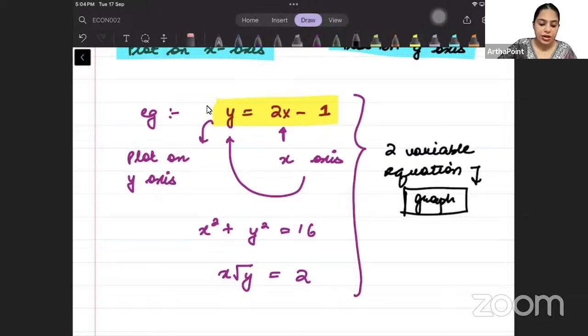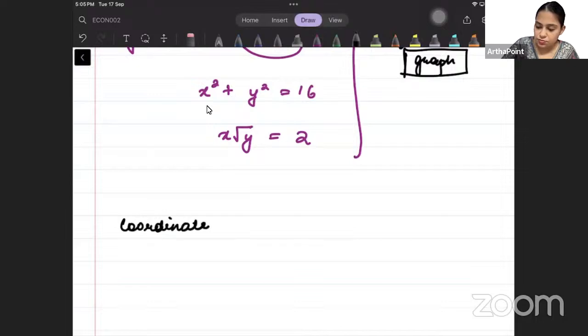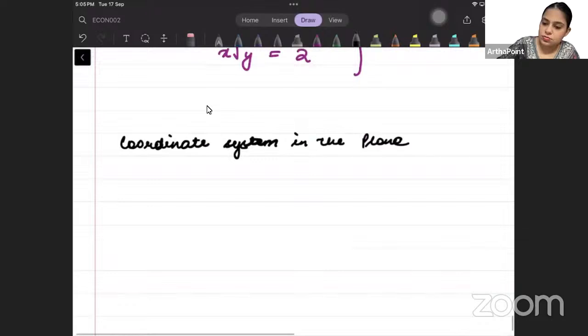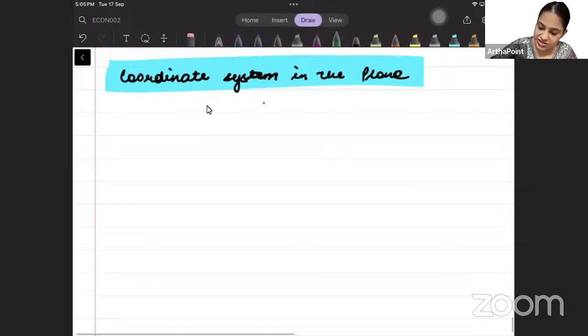Okay. Now we want to go ahead and talk about something which is known as a coordinate system in the plane. Coordinate system in the plane. Right, beta? Beta, what does coordinate system mean? It means that we are drawing two axes.